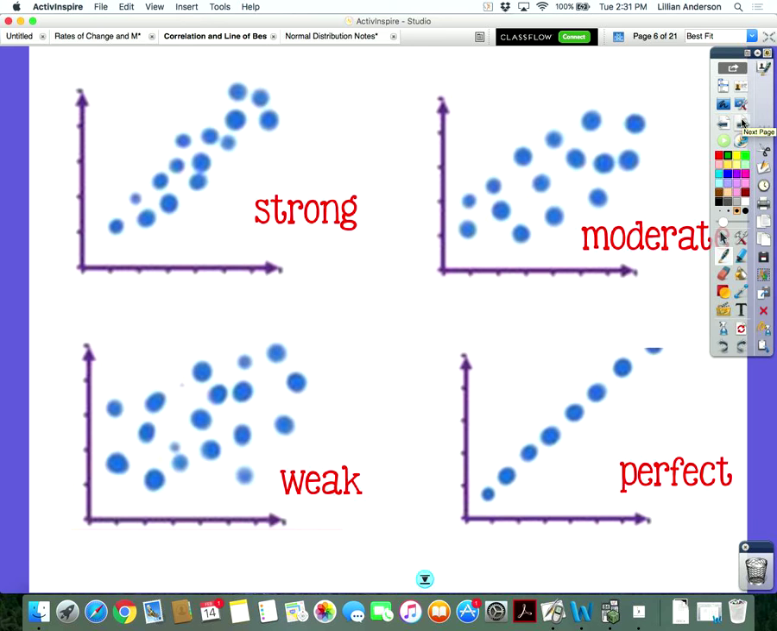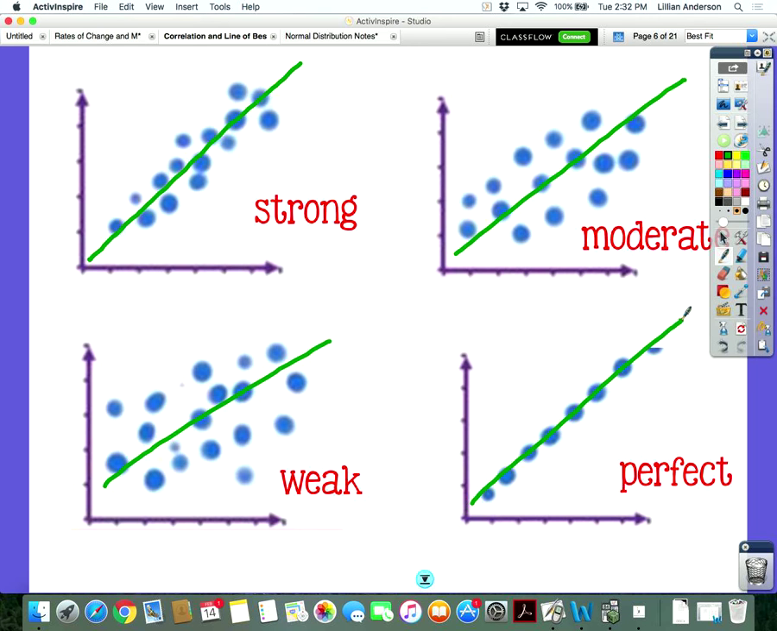Strong, if you notice, all the data is really close together, centered around one line. Say if I were to draw a line through the data, the closer the data is to the line, the stronger it is. If you look at the strong data, the dots, the bubbles almost, are really, really close to this line. That's why they have a strong correlation. The moderate is still pretty close, but not as close as strong. Weak is a little more spread out from that line, and of course perfect, they actually fall on the line.